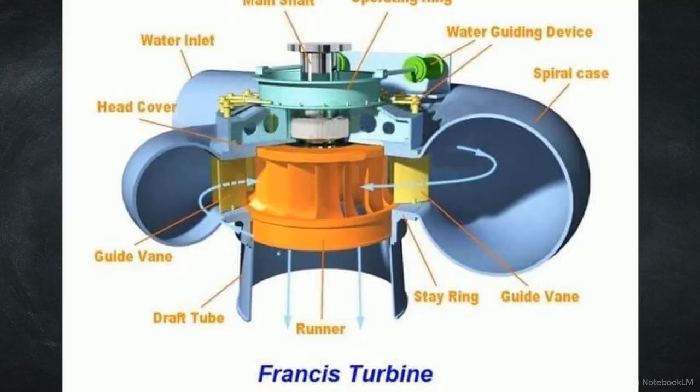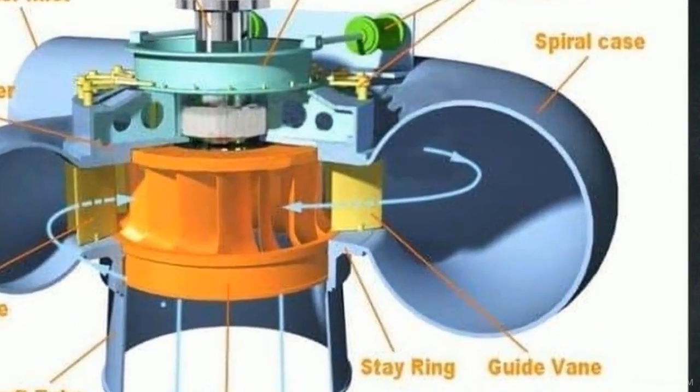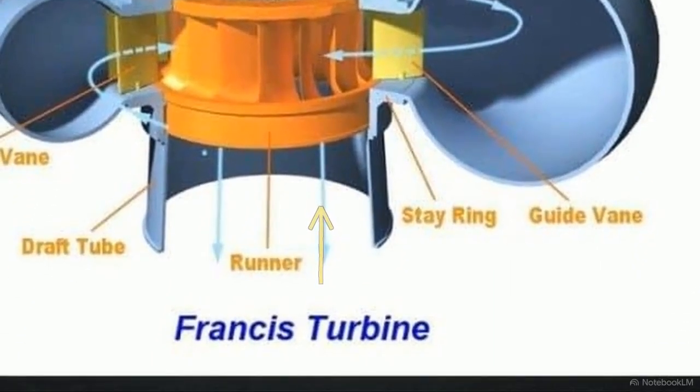This diagram shows a Francis turbine. Its defining characteristic is right here, inward flow. Water travels from the outer perimeter, squeezes through stationary guide vanes, and transfers momentum into the spinning orange rudder. Finally, the fluid drops axially into the draft tube below.